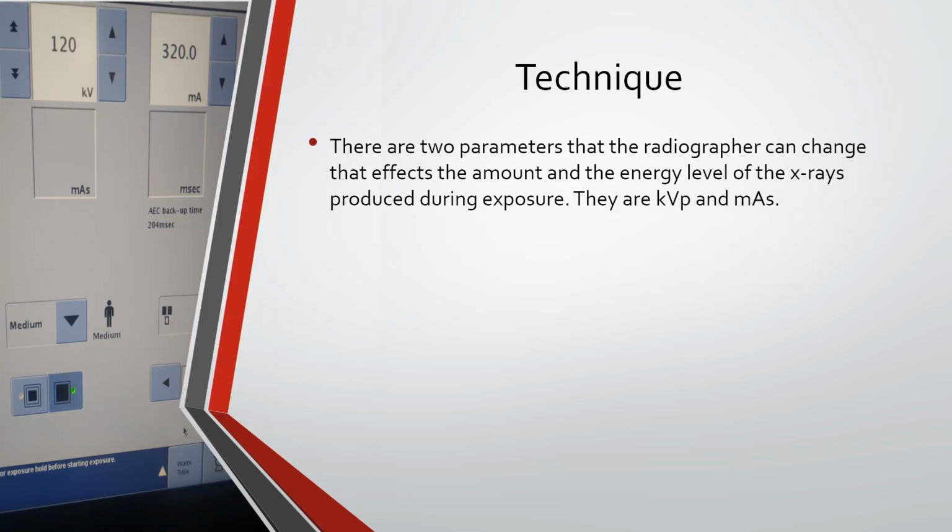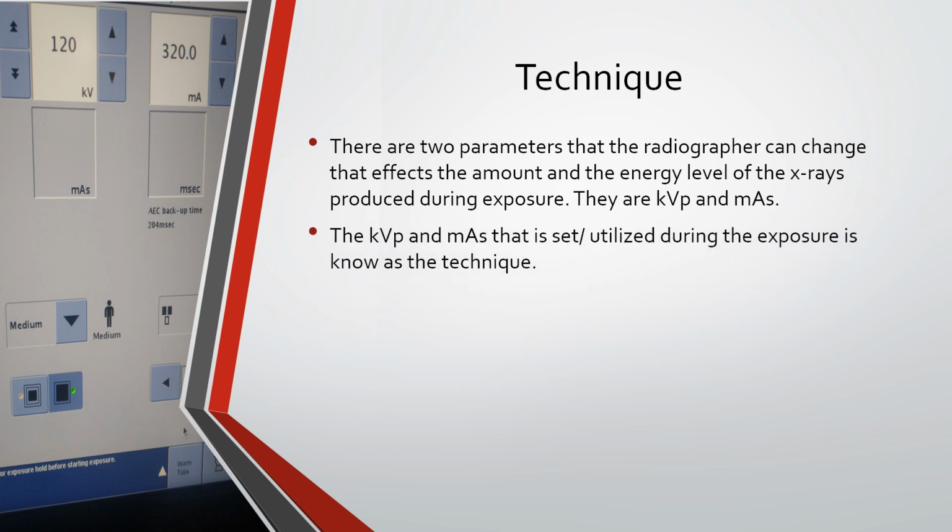There are two parameters that the radiographer can change that affect the amount and the energy level of the X-rays produced during exposure. They are the kVp and the mass. The kVp and mass that is set or utilized during the exposure is known as the technique that is used. The kVp is the kilovolts peak, and the mass is the milliamperage seconds.